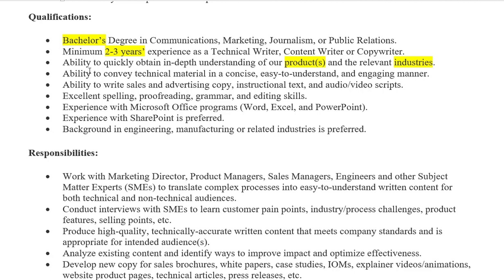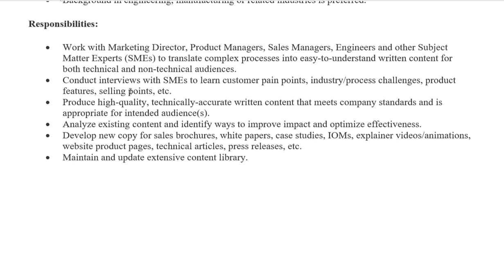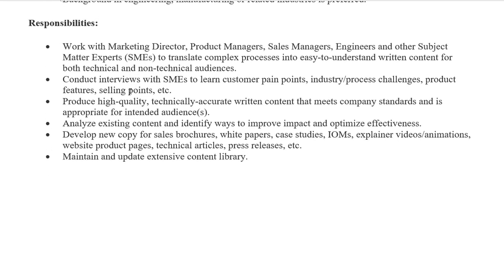I'm going to skip down because, again, I think it's important that you look at the other qualifications, but I only want to keep you focused on the top three of both just for simplicity's sake. So let's look at responsibilities here. Work with marketing director, product manager, sales manager, and engineer, and other SMEs, subject matter experts, to translate complex processes into easy to understand written content for technical and non-technical audiences.